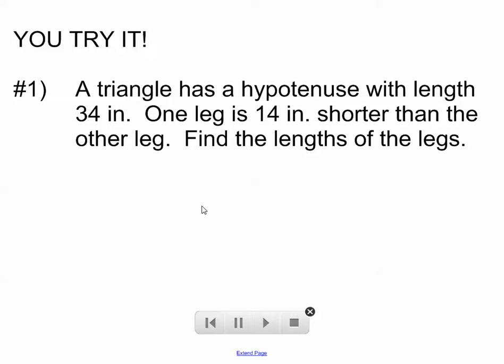Why don't you try this one? Press pause, and when you press play, my answer will be waiting for you.